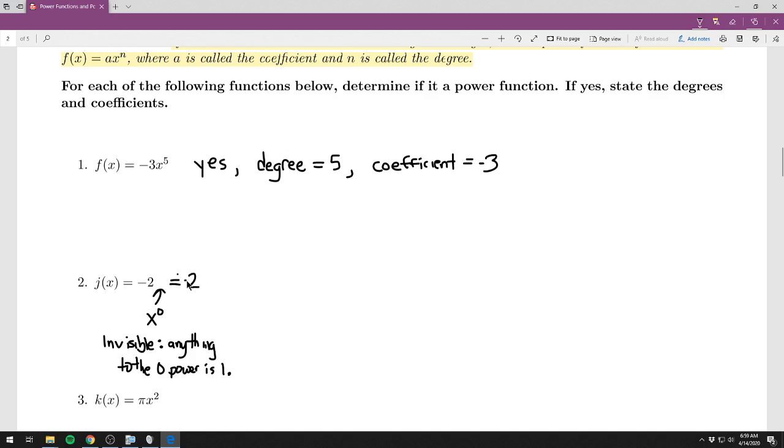So I'm just going to think about writing this as negative 2 times x to the 0. And if we ask the question now, is it a power function? The answer is yes, because we have a number multiplied by x to a power that is a whole number and not negative. So it's yes, the degree is 0. Right, the degree of a whole number is just 0, and the coefficient is the number itself, -2.